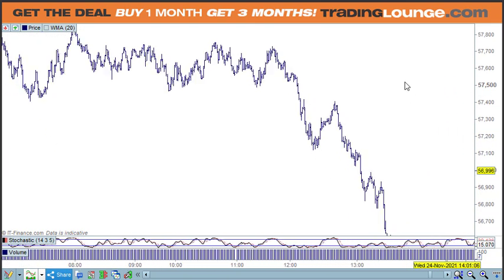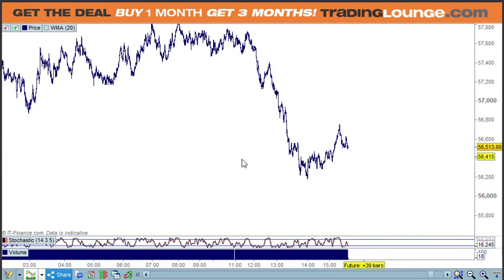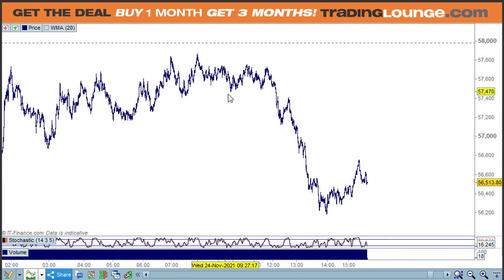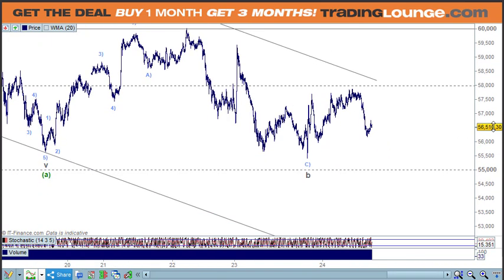So it's not played out yet down here, unless we look at all of this as an A and a B wave here. Anyway, I'm not too worried about that at the moment. We know that it can go lower.